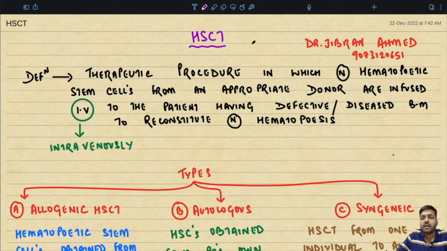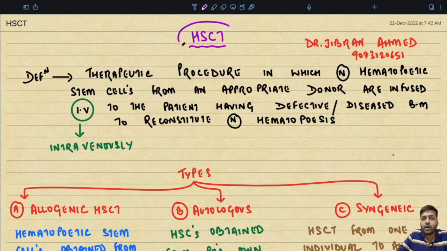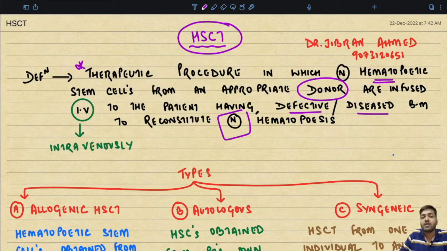Normally we have heard about heart transplant, lung transplant, liver transplant. Similarly, we also have hematopoietic stem cell transplant, a therapeutic procedure in which normal hematopoietic stem cells from an appropriate donor are infused intravenously into the patient having defective or diseased bone marrow to reconstitute normal hematopoiesis. So, hematopoietic stem cell transplant is a therapeutic procedure in which the normal healthy hematopoietic stem cells from an appropriate donor are infused intravenously into the recipient, the patient who has the defective or diseased bone marrow, so as to reconstitute normal hematopoiesis.